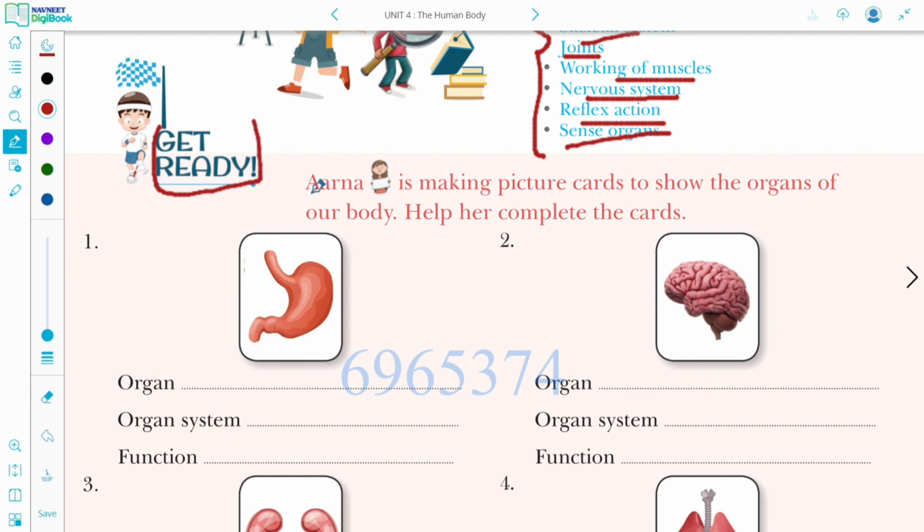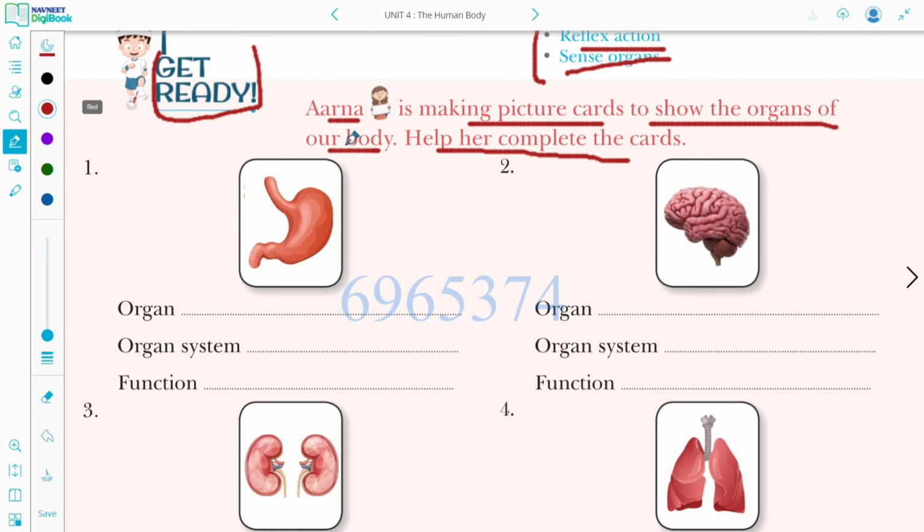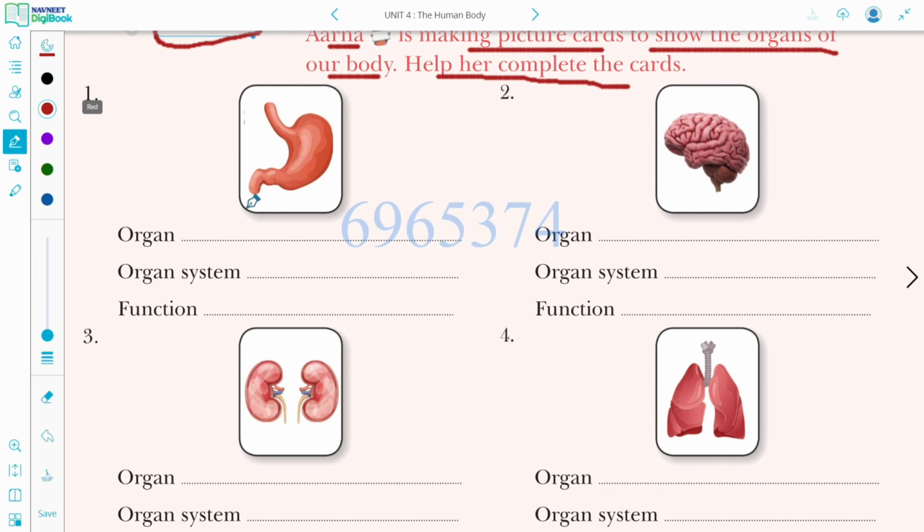Exercise. A get ready exercise is given in your book. In this, Aparna is making a picture card to show how the organs of our body help her. So we have to help Aparna in completing this card. Can you name what this organ is? The name of this organ is stomach, and the organ system is digestive system. So here you will be writing the digestive system.